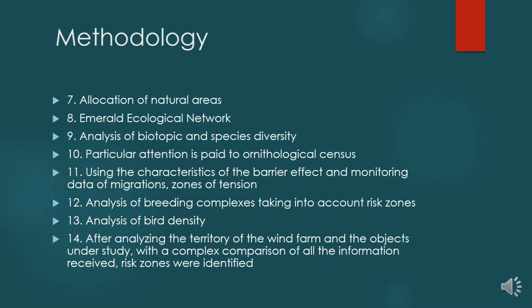Here are the next steps of the methodology: allocation of natural areas, Emerald Ecological Network, analysis of biotopic and species diversity, the ornithological census using the characteristics of the barrier effects, analysis of breeding complexes, analysis of bird density, identification of the risk zones. They were placed within the highest concentration and species diversity of wildlife objects. Recommendations and mechanisms have been developed to minimize the impact of wind turbines on the biological components of the geosystem. The application of this method of geoecological analysis gave us the following results.